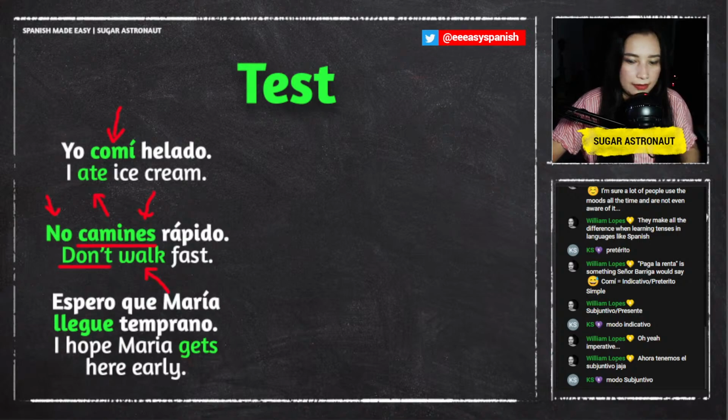And let me tell you that llegue is the verb llegue. Not llegué, but llegue. Llegue temprano. Because we have two llegue. Llegué and llegue. Llegué is something else that's in imperative tense, but this is not imperative tense, guys. This is present. Okay. Espero que María llegue temprano. I hope Maria gets here early. Let's see what we have.